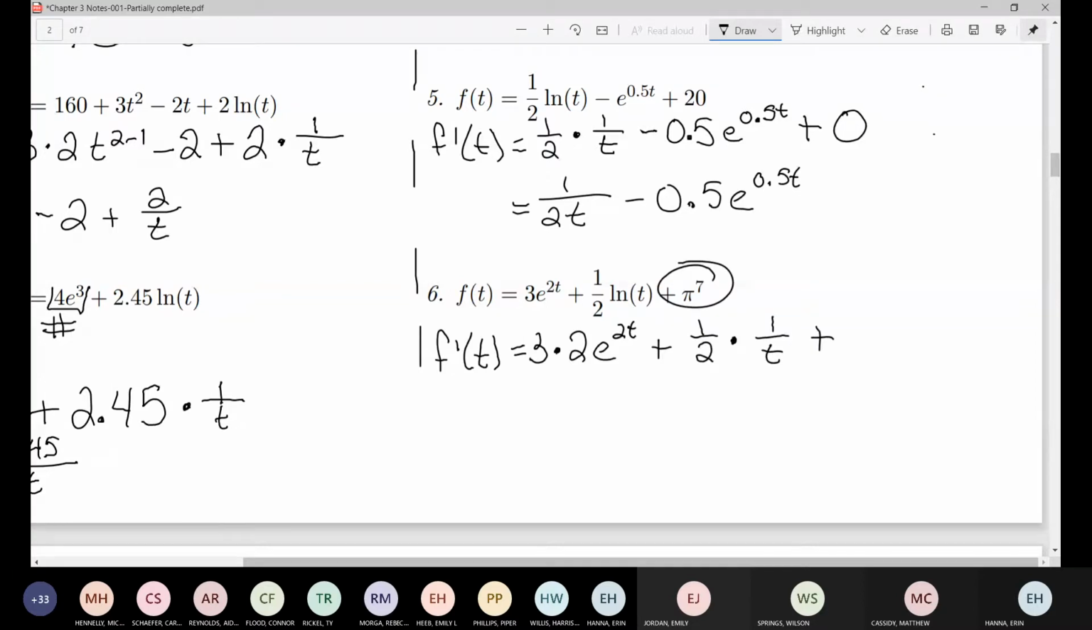My favorite trick, pi to the 7th. That does not have a t in it, does not have a variable anywhere in it. Pi is a number, so that is a constant. Derivative of a constant is 0.